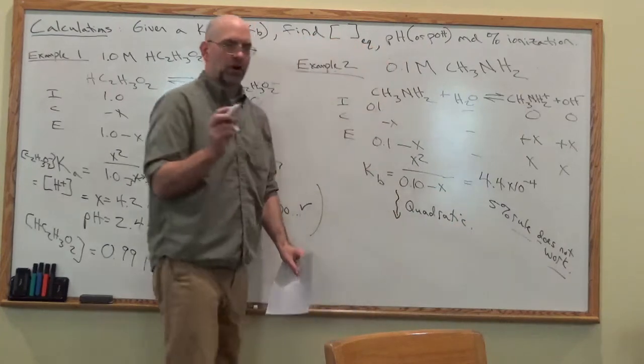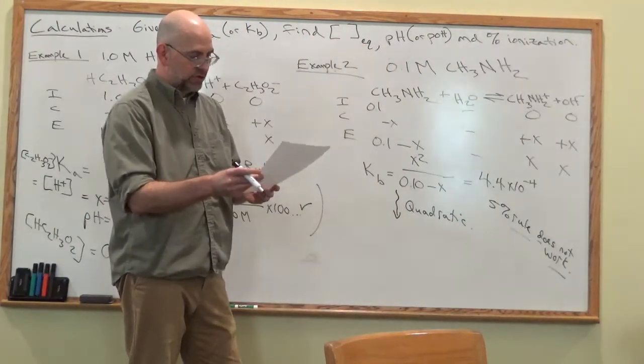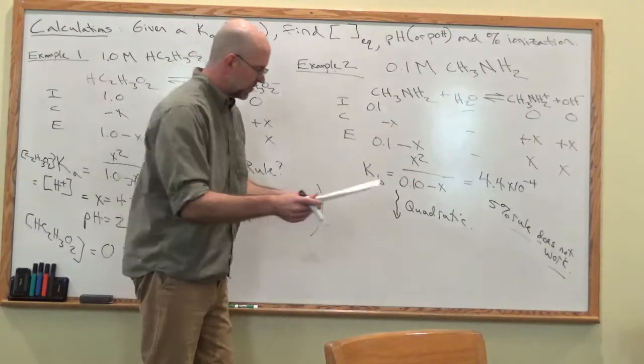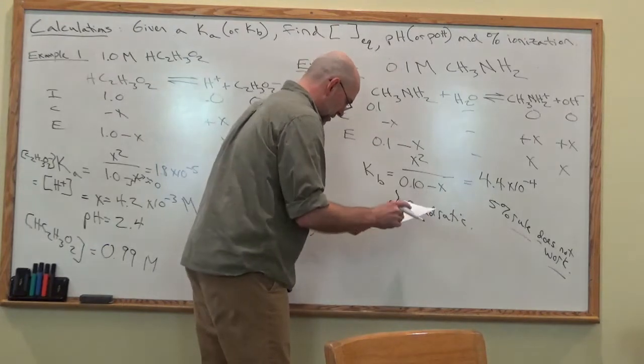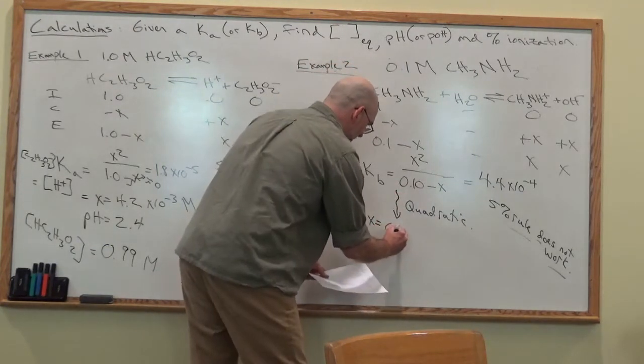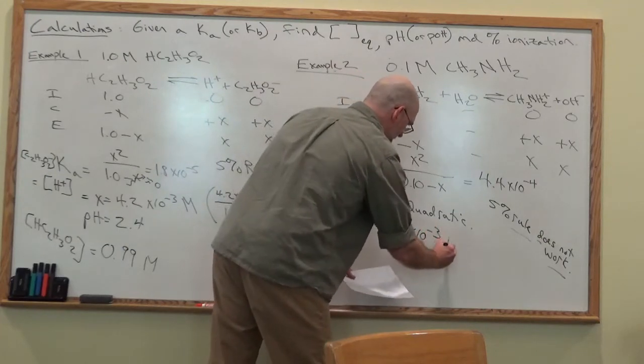Now, if you need help with those, just make sure that you see me or you bang these out. I'm just going to give you the answer. So you do the quadratic equation, and you come up with X equals 6.4 times 10 to the minus 3 molar.